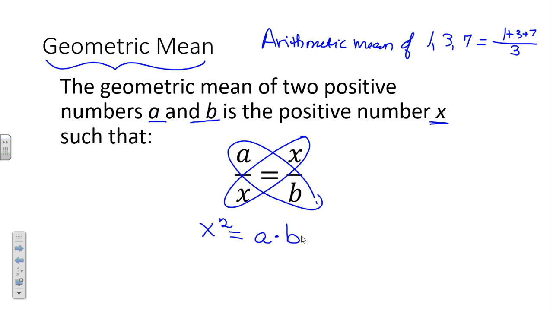Is this just the Pythagorean theorem? Nope, not the Pythagorean theorem, but similar because we have to simplify, right? We're going to take the square root of x squared to get plain old x, and that means we take the square root of the right side as well. So x equals the square root of a times b. Okay, so let's look at it with some real numbers.